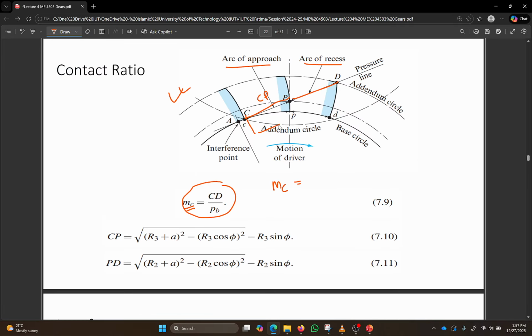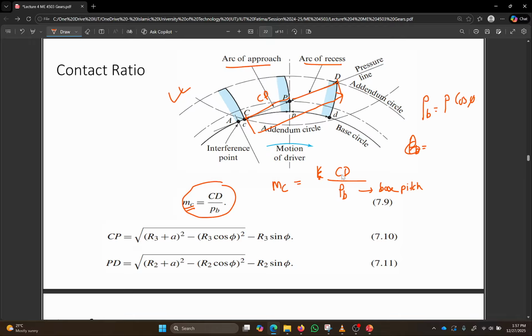What is the contact length? This whole length is the contact length. So L, or you can call it CD, length CD, divided by the base circle pitch. This is small p. We call this one base pitch. Normal p is circular pitch. This is base pitch, and you know what base pitch is, we just went through it. Base pitch is equal to circular pitch times cos phi.